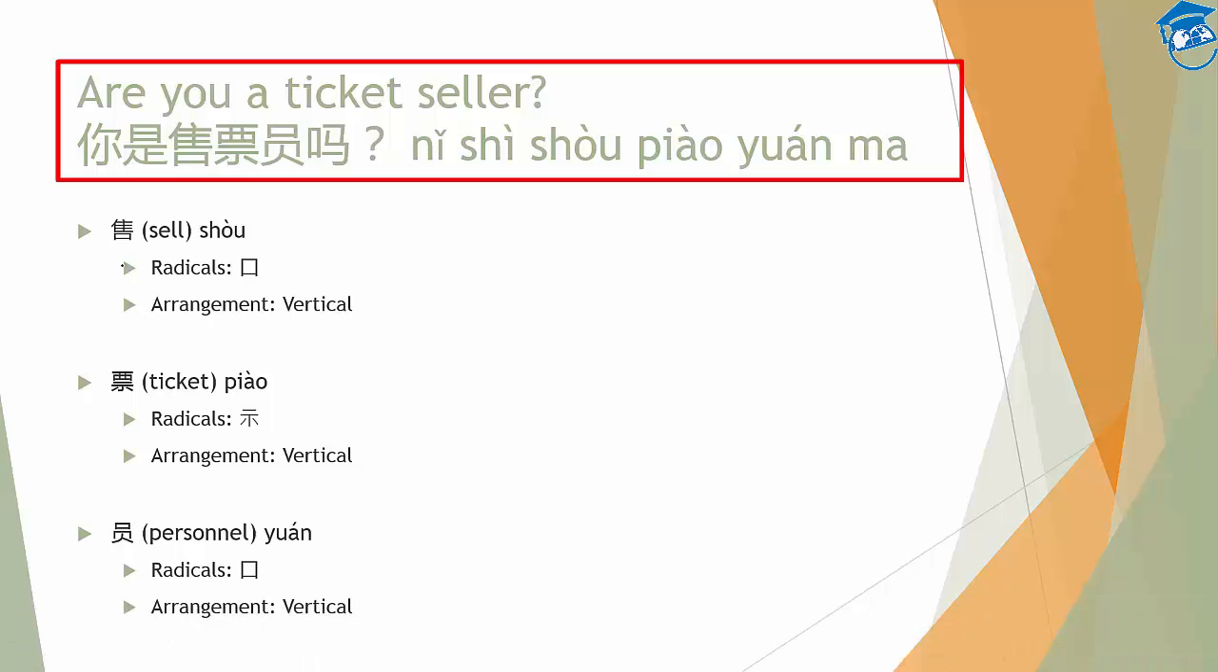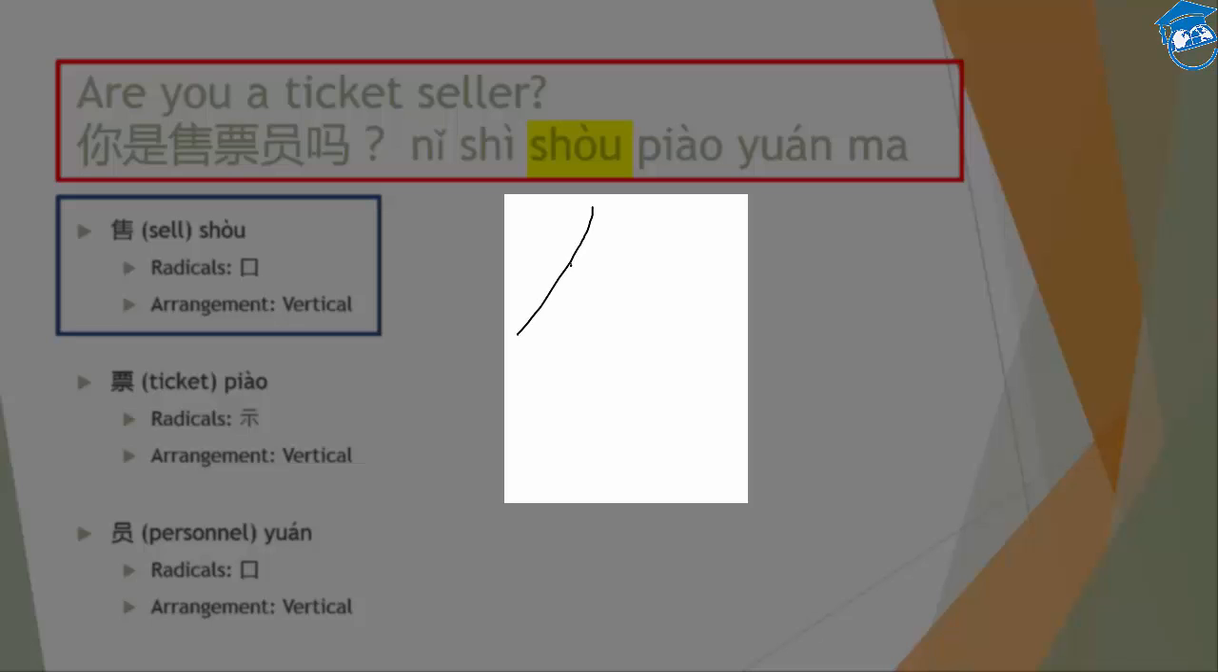Okay, so there are 3 new words here. The first one is 售, which means sell. Okay, this is the pinyin, and the radical is what's at the bottom here. So the arrangement is vertical. So here's how to write 售. 1、2、3、4、5、6、7、8、9、10、11. Okay, 11 strokes for this one.